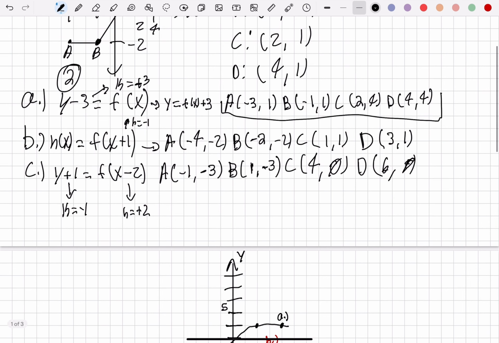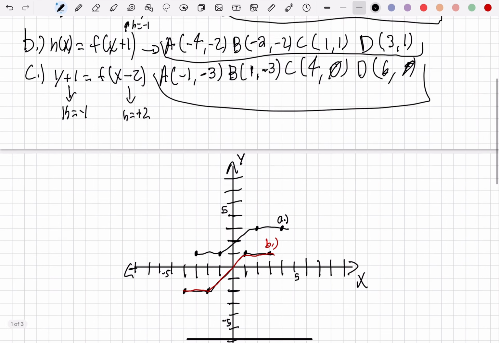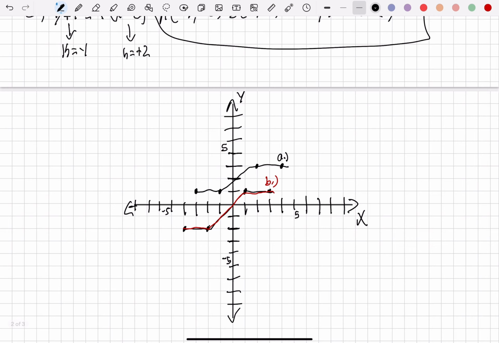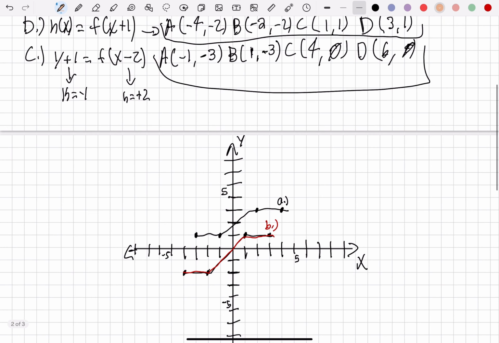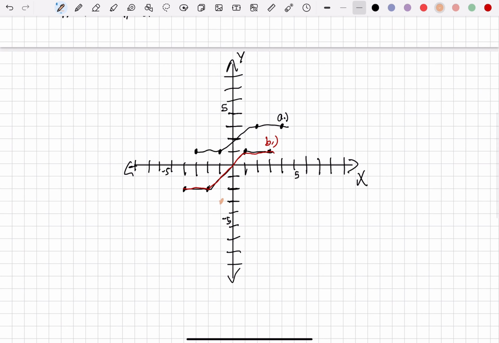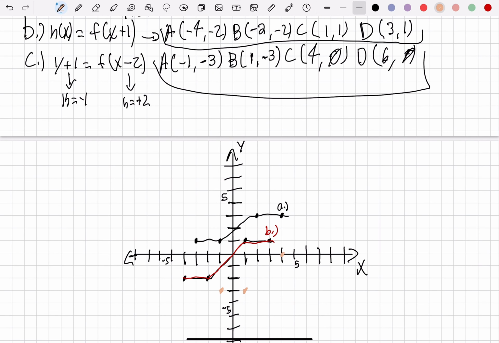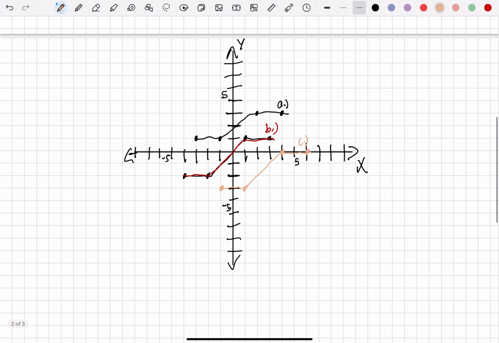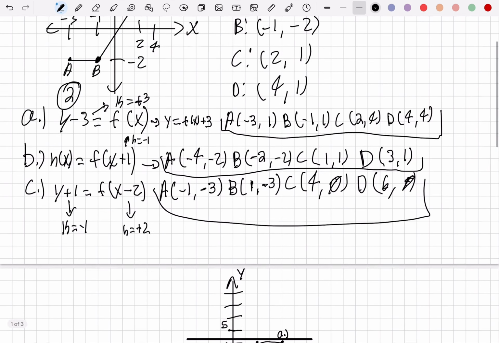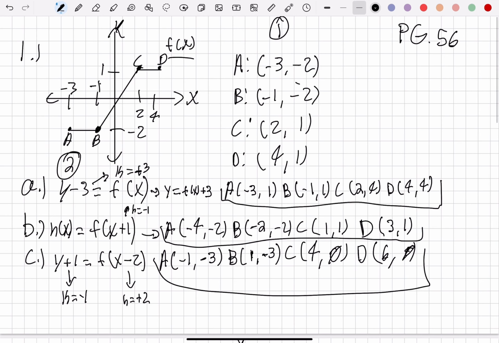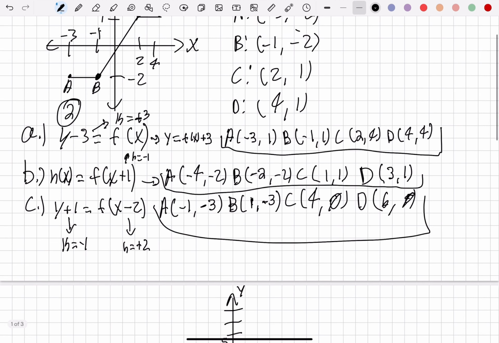And so now again, just as we plotted those points, we're going to plot these three. So here we'll do this one in orange. So we have negative 1, negative 3, which would be here. We have 1, negative 3, 4 and 0, and finally 6 and 0. And so now this is C, and this is how we can translate onto a graph from an original function of a graph to then get the translations.